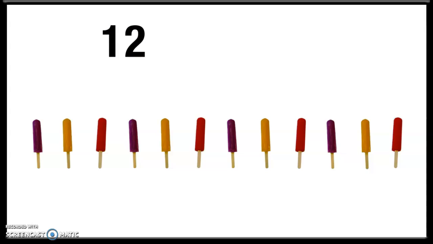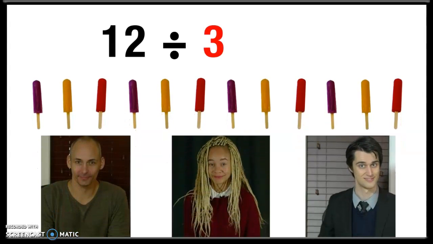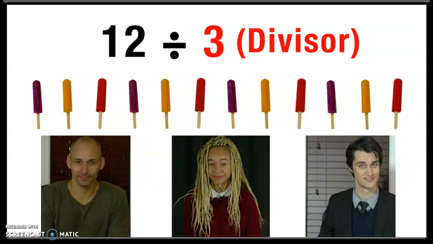Next, we add the sign for division. It is a line with 2 dots. Our popsicles need to be divided by 3 people. The people are the divisor. They tell us how many equal groups of popsicles we need.